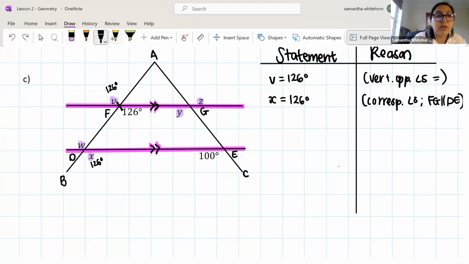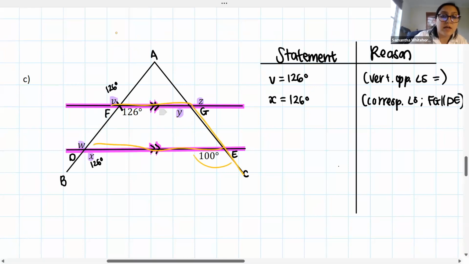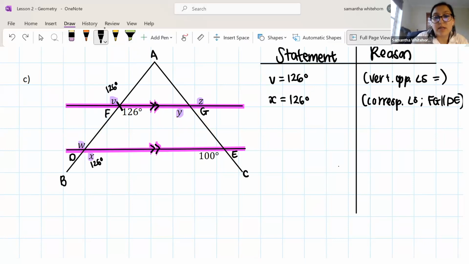If I am going to look out for y though, what I see is, again, I've got corresponding angles with this 100, and so y and 100 correspond with each other. So y is equal to 100 degrees, corresponding angle.